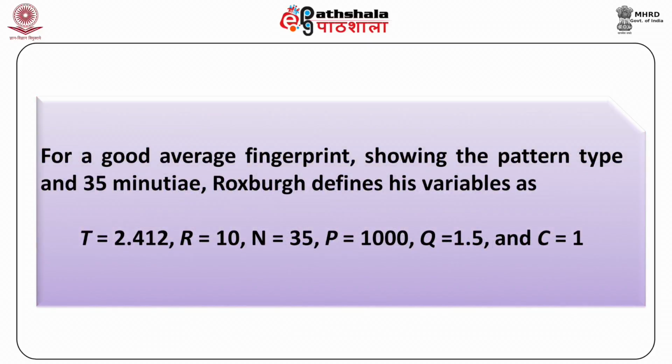For a good average fingerprint showing the pattern type and 35 minutiae, Roxburgh defines his variables as T is equal to 2.412, R is equal to 10, N is equal to 35, P is equal to 1000, Q is equal to 1.5 and C is equal to 1.